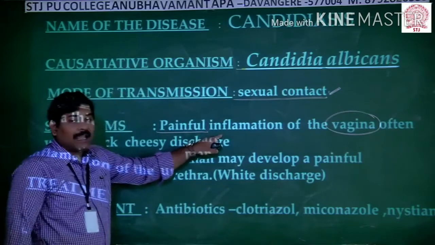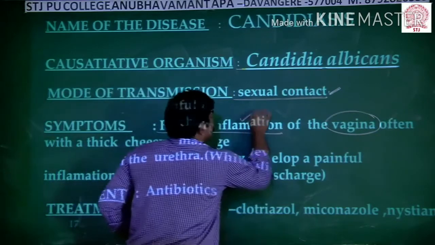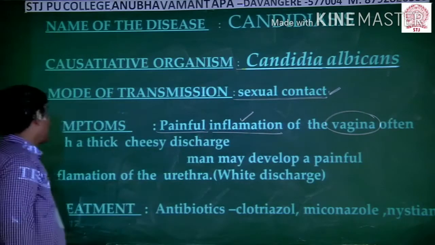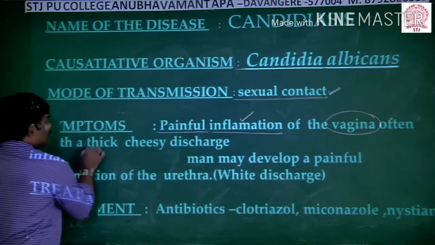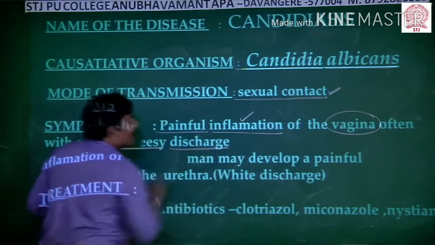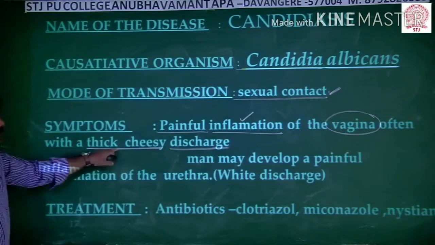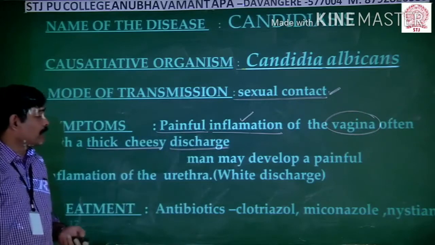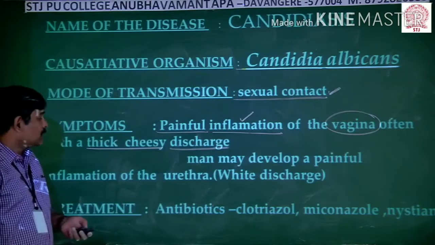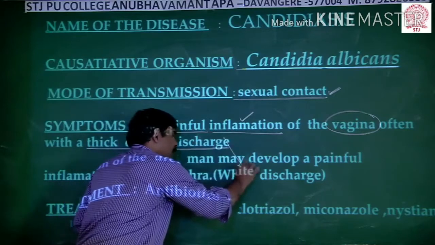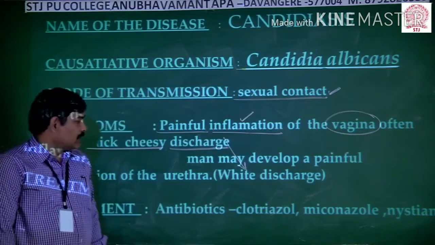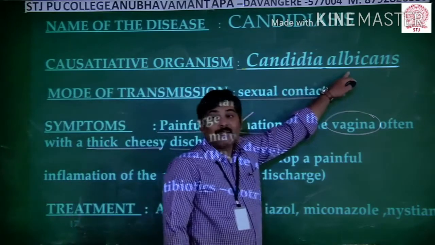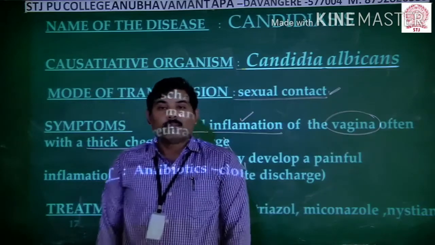The symptoms of this one: painful inflammation of the vagina. Inflammation means swelling, and they will also experience pain in the vagina. Thick cheesy discharge will take place from the vagina whenever they are suffering from this infection. And that is the reason why we very commonly call it white discharge. Albican, this technical term, has the dictionary meaning white.